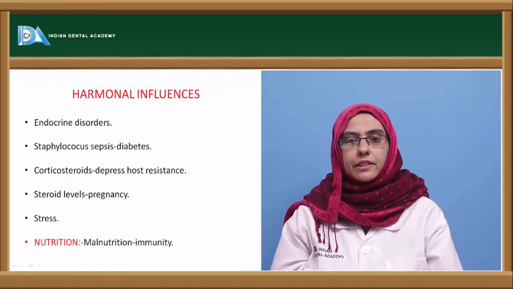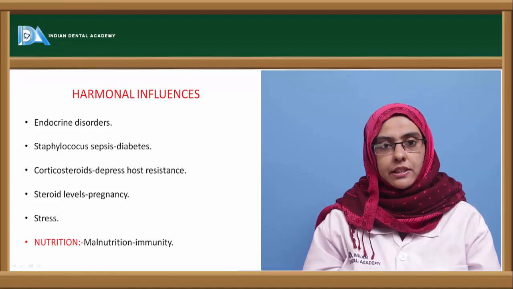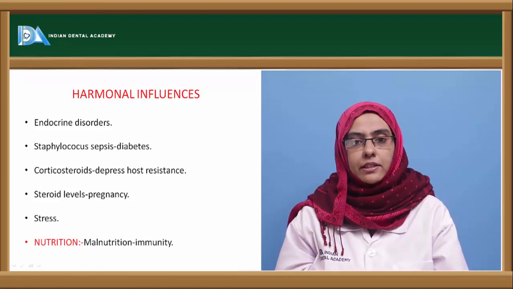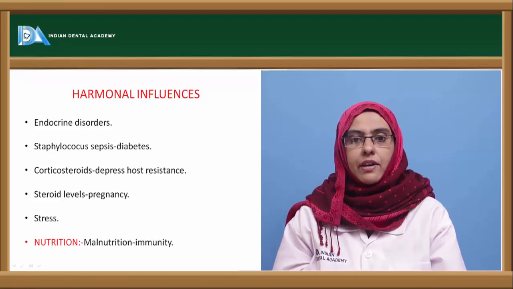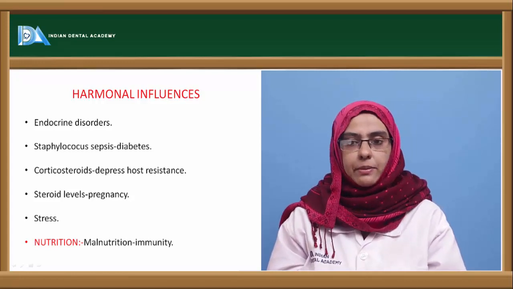Next factor is the hormonal influences that usually make a person resistant or susceptible towards diseases. So here we have endocrine disorders such as diabetes mellitus, adrenal dysfunctions, and hypothyroidism that can lead to the person being susceptible to different types of diseases.